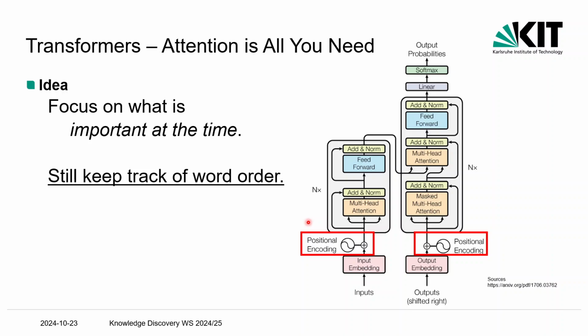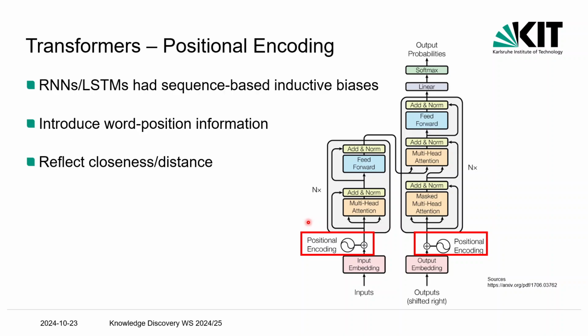And yeah, so that's what we want to introduce here. So let's start with positional encoding and then move on to the attention mechanism afterwards. So positional encoding, why is it even necessary?